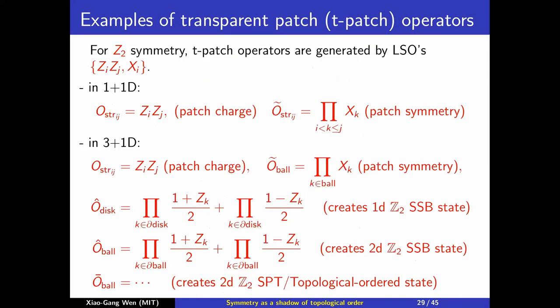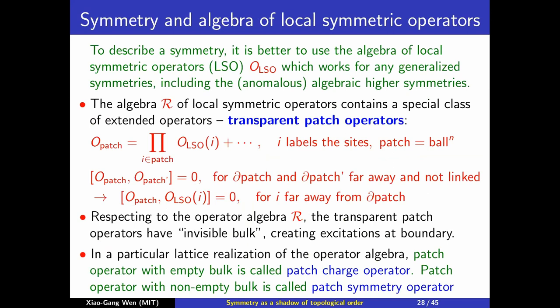So the important thing is the following: the algebra of local operators not only contains local operators, it also contains extended operators. And from extended operators, we can consider a subset of them, which we call the transparent patch operators, which commute with the local operators in the bulk. Therefore this transparent patch operator basically has an invisible bulk, but the boundary is non-trivial. So this is a way for us to rediscover the superselection sector.